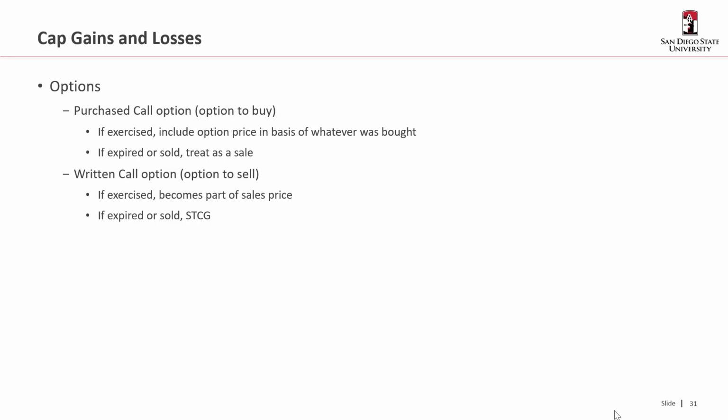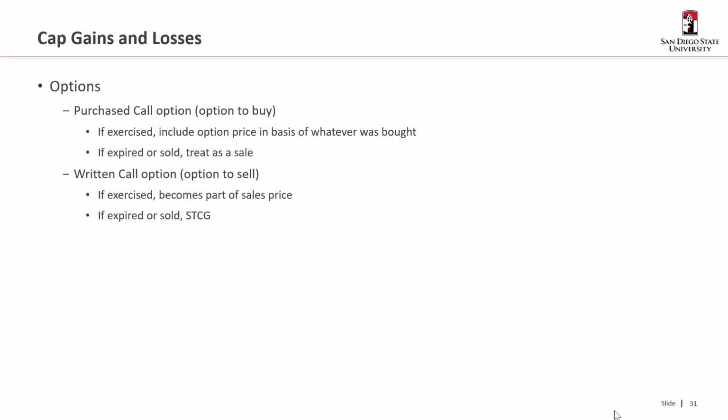All right, another potential investment that taxpayers can get involved in are stock options. We're only going to deal with call options. We're not going to deal with put options. A purchased call option is the option to buy a stock at some fixed price at some point in the future. And if it's exercised, then you would include the option price in the basis of the stock that you purchase.